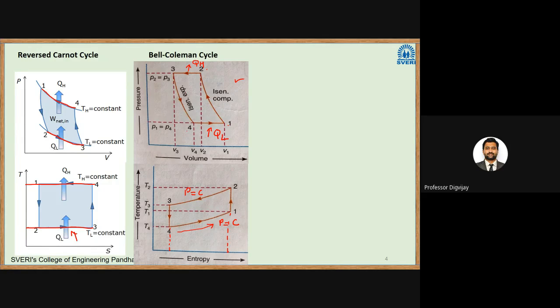Again, see here, the pressure at point 4 is less than the pressure at point 3. So the pressure is reducing from 3 to 4, and that is an expansion process. When the pressure is reducing, that is the expansion process, for example, turbines. When the pressure is increasing, that is a compression process, for example, a compressor. So draw these two diagrams, the PV and TS diagrams.